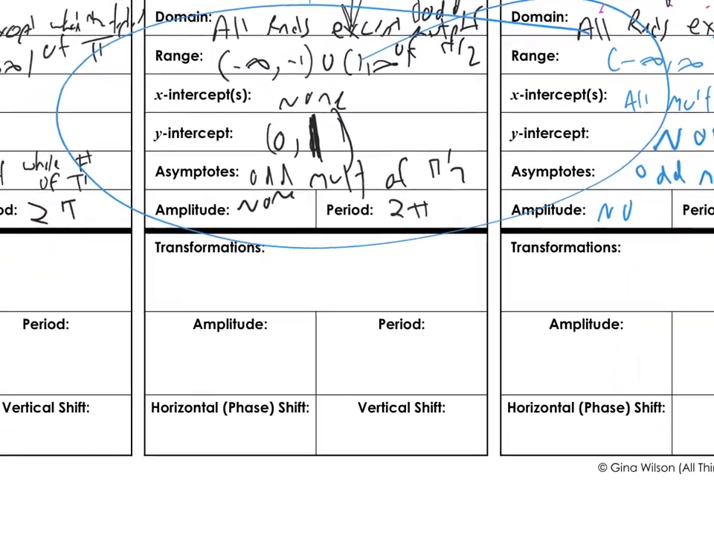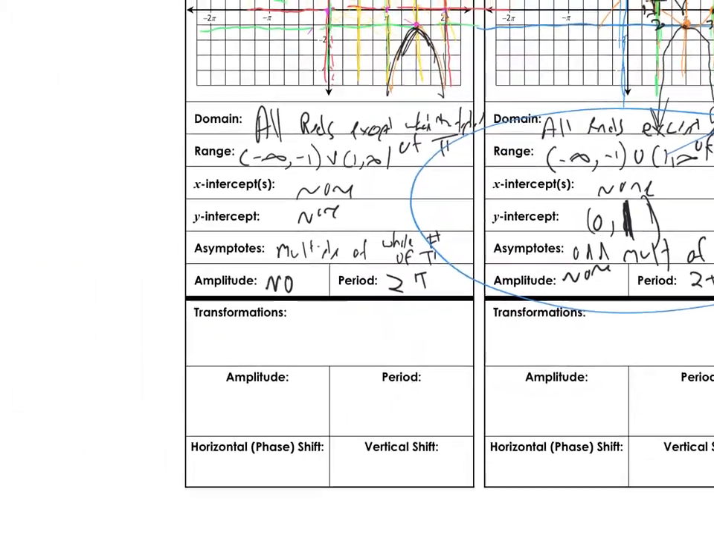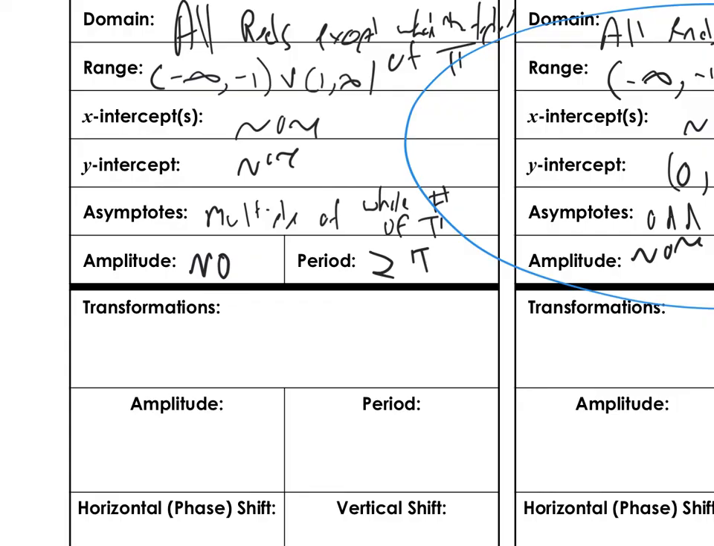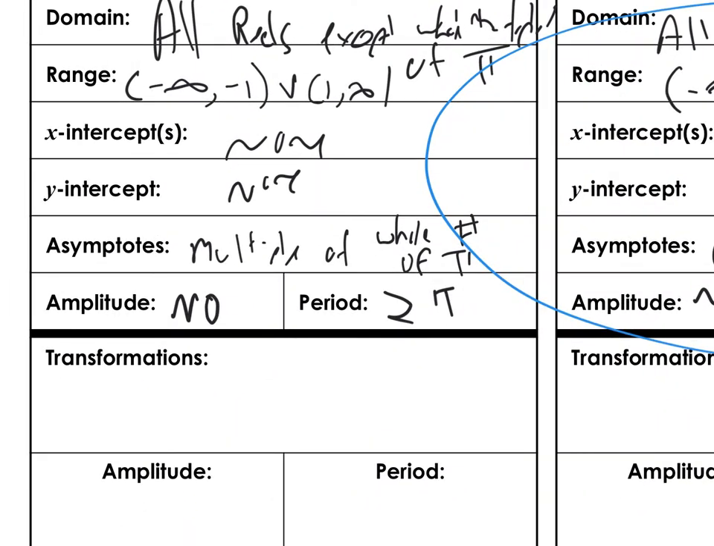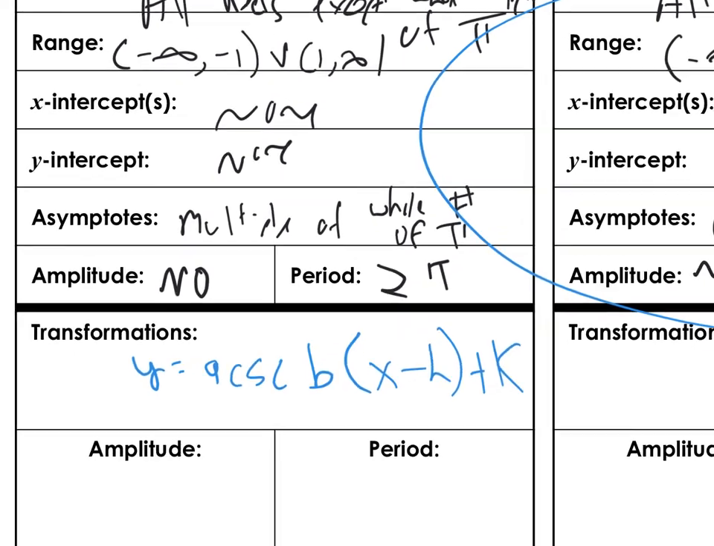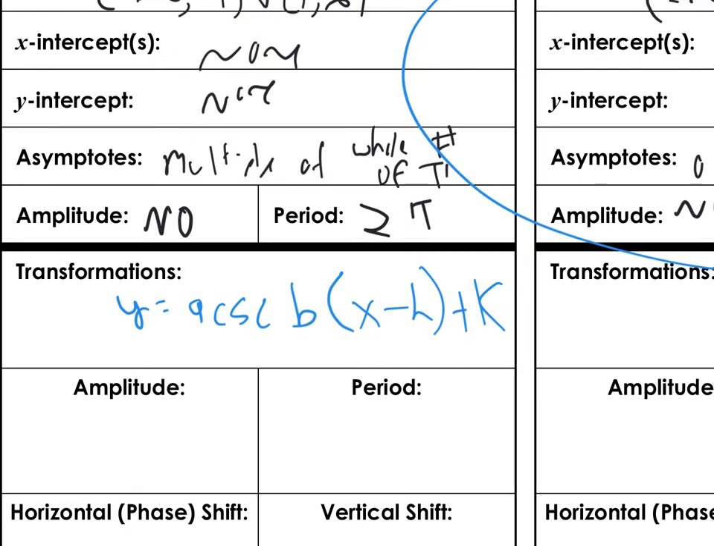Let's go back to the left again and see what else they asked us for. Transformations. If you see this was a cosecant. All right, here it goes. Y equals A cosecant of B times (x minus h) plus k. Now this is cosecant, so what's the amplitude?